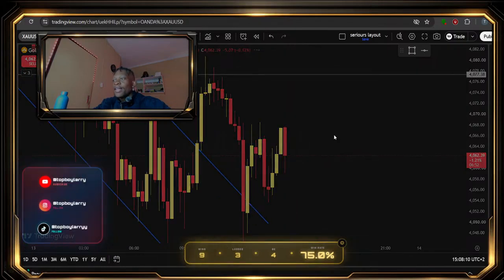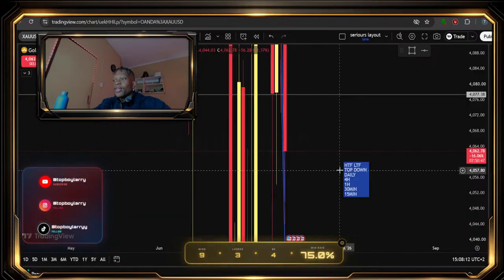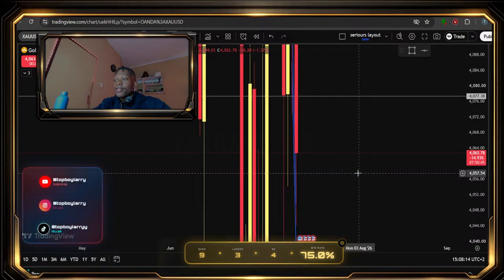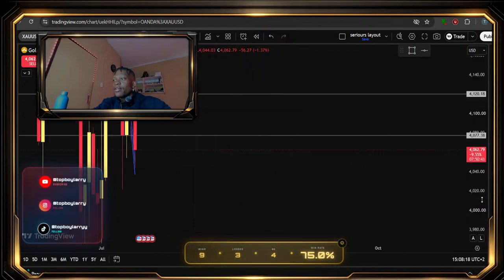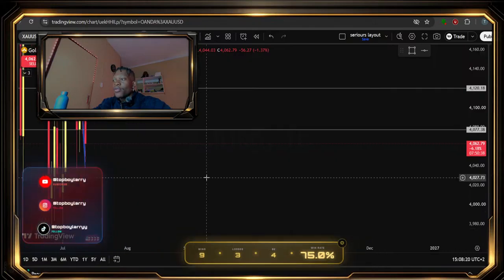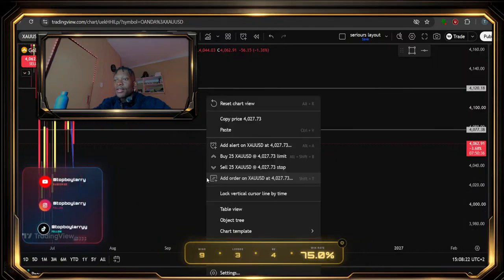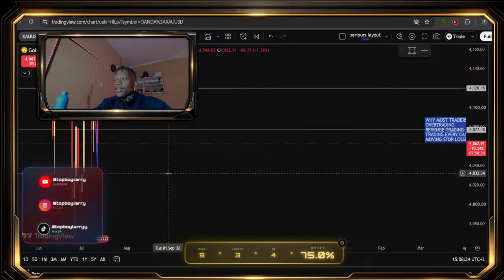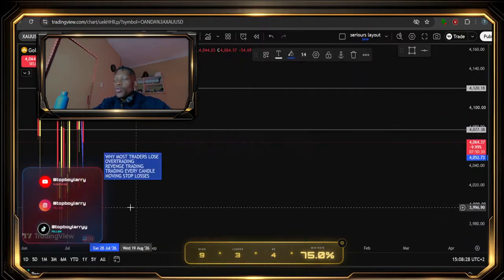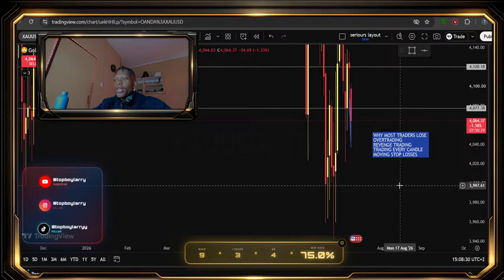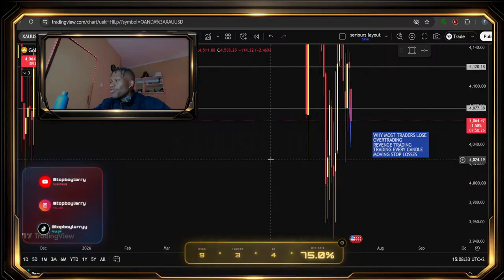So we're gonna go back to the high time frames here, and I'm gonna delete these notes. All right. So we're gonna also look at one more note. Where are those notes? Right, right here. All right. Why most traders lose? What do you guys think is the reason why most traders lose?